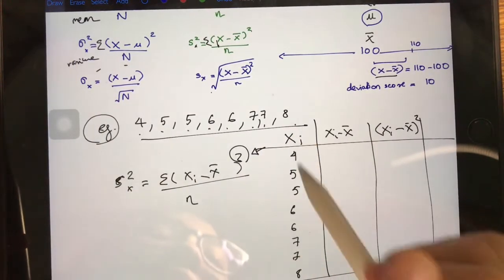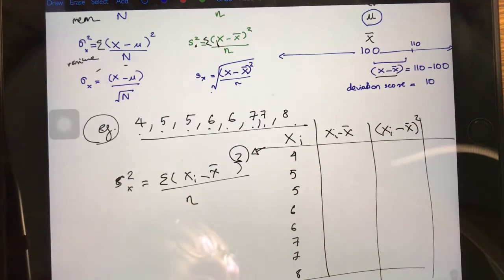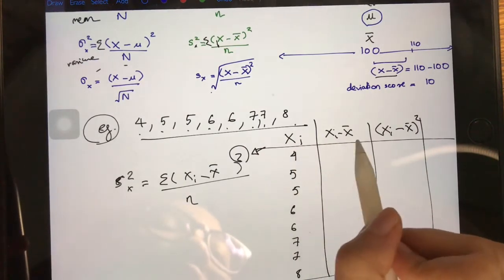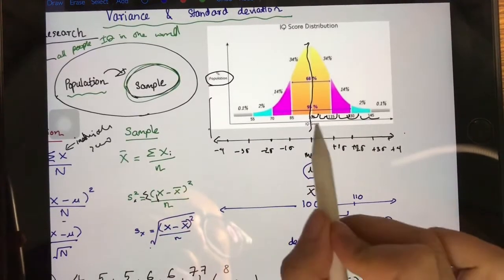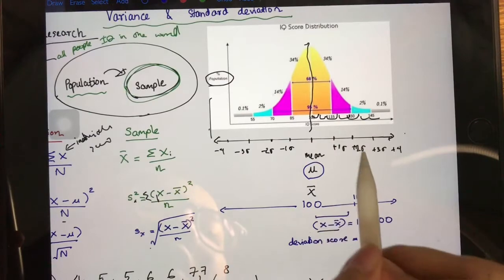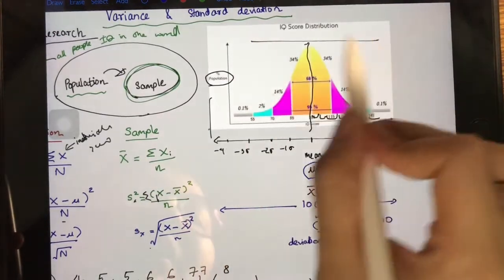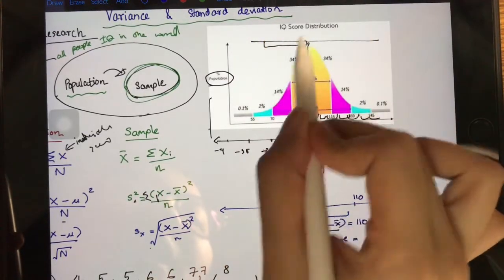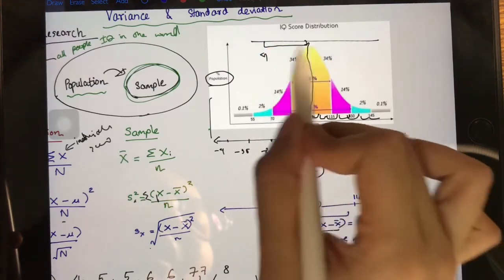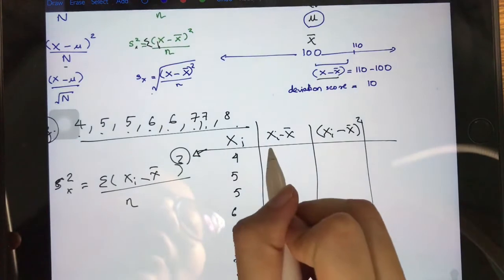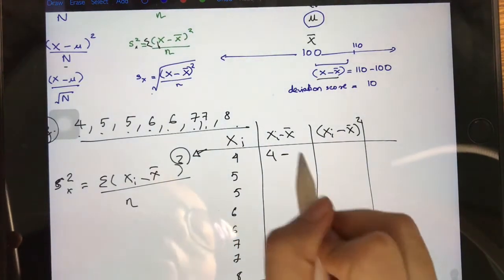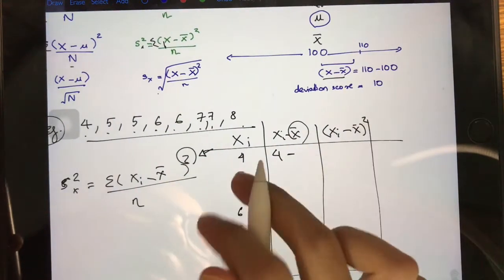First we write down all the 8 numbers, and then we find the deviation score. The deviation score is how a score deviates from the mean. So if you are sleeping 4 hours, it's how much 4 hours deviates from the mean. That's what we're trying to find. So 4 minus, we don't know the mean, right? So let's find the mean first.